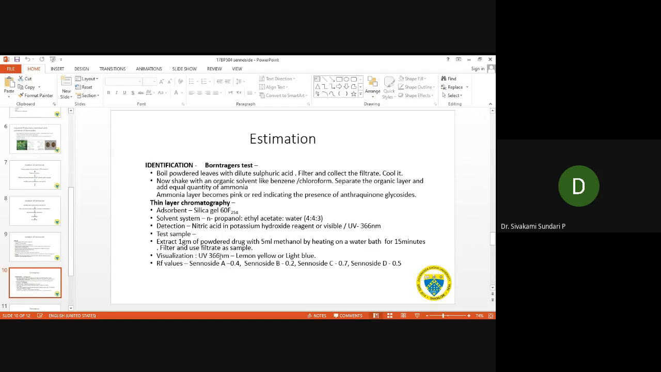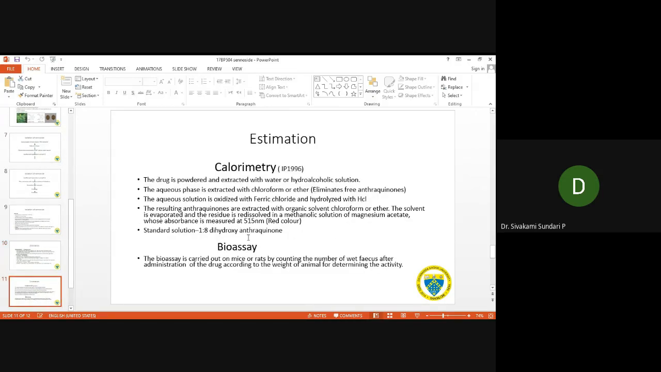We can detect by using UV at 366 nanometer. We get a lemon yellow or light blue color when viewed under UV light, with Rf values for sennoside A of 0.4, B 0.2, C 0.7, and for sennoside D, 0.5 respectively.